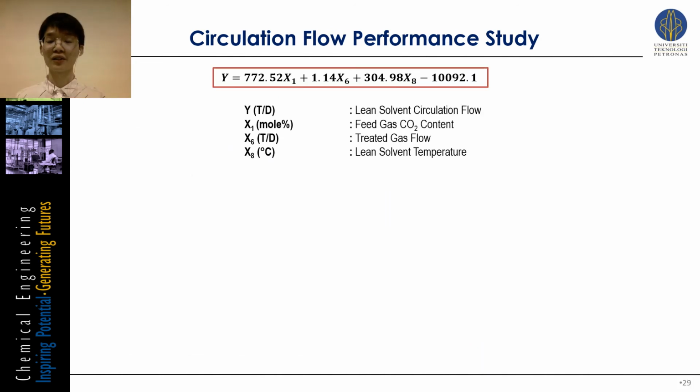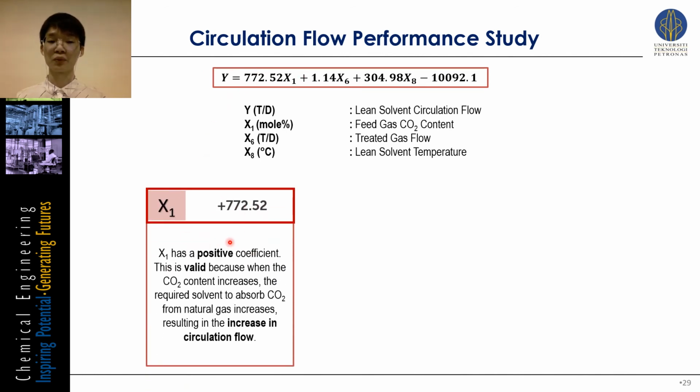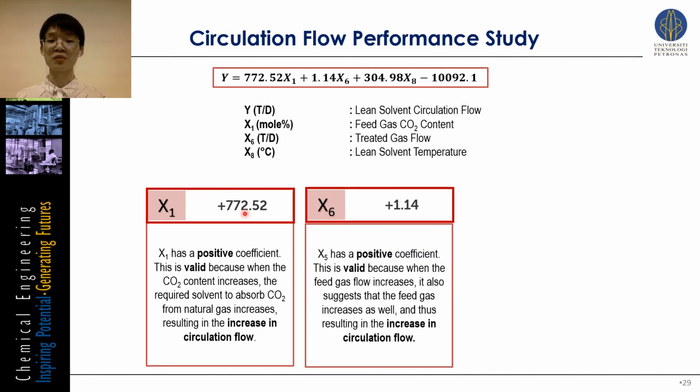Similar to the reboiler steam flow, we are going to perform the process analysis on the circulation flow as well. Let us look into the first variable. We have a positive coefficient, and it is valid because when your CO2 content increases, you require more solvent in order to absorb the CO2 from the natural gas. In terms of the second variable, which is x6, when your treated gas flow increases, it means you have more feed gas flow, which means you require more lean solvent circulation flow as well.